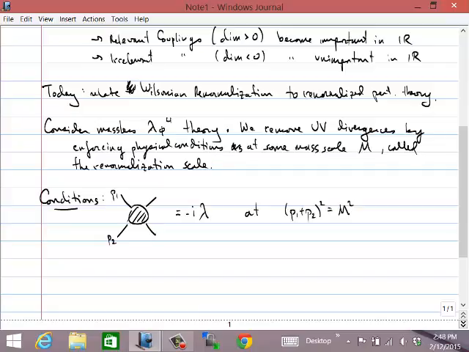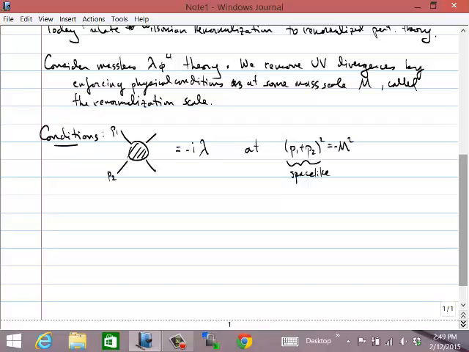Now, for technical reasons, which are going to become clear a little bit later, what I actually want to do is enforce this at a space-like value of the momentum instead of a time-like value of the momentum. You'll see in a little bit that this will help me keep all of the various quantities and logarithms that I'm going to find real as opposed to imaginary. But the point is that what we want to do is enforce this condition at some space-like value of the momentum that's set by this renormalization scale M. So this is the condition that defines the renormalized coupling lambda.